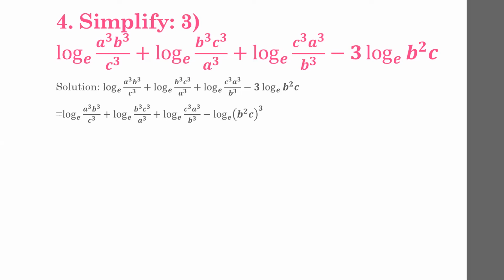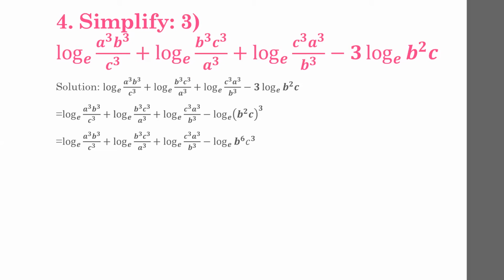In the first 3 terms there is no change. In the last term, as we had 3 as the coefficient of logarithm, 3 can be rewritten as the power of b square c. So we have written log e based b square c whole to the power 3, according to the formula r log a based m equals log a based m to the power r. Now b square c whole cube has become b to the power 6 c cube.